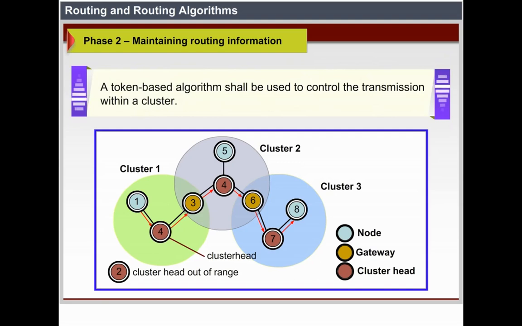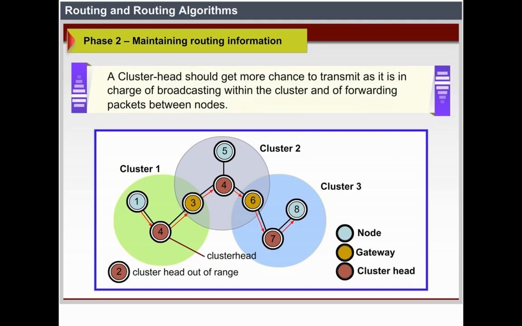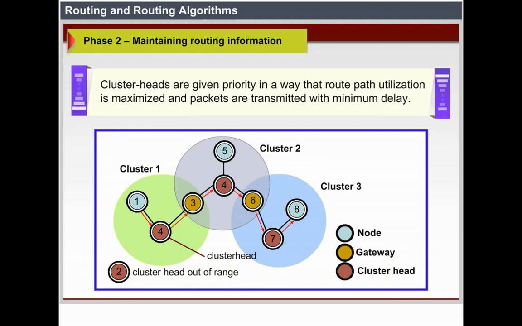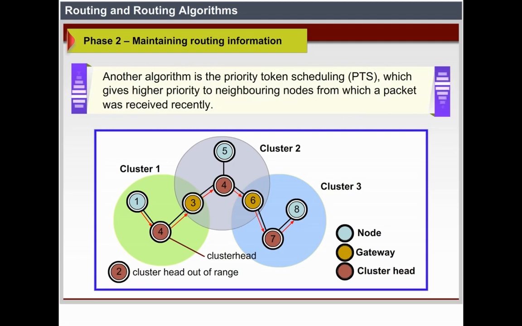A token-based algorithm can be used to control the transmission within a cluster. The cluster head should get more chance to transmit as it is in charge of broadcasting within the cluster and of forwarding packets between nodes. Cluster heads are given priority such that route path utilization is maximized and packets are transmitted with minimum delay. Another algorithm is priority token scheduling (PTS), which gives higher priority to neighboring nodes from which a packet was received recently.